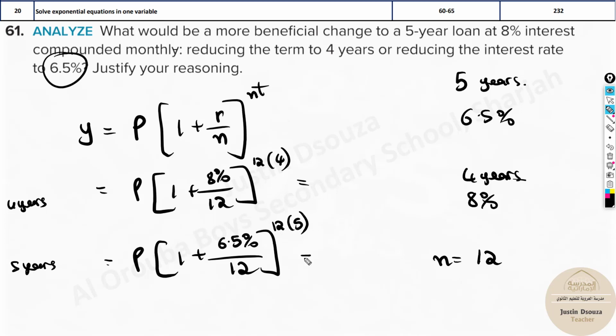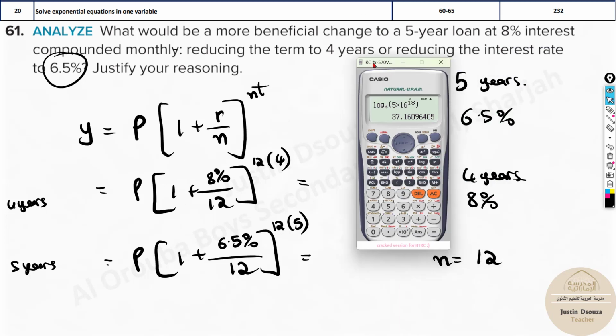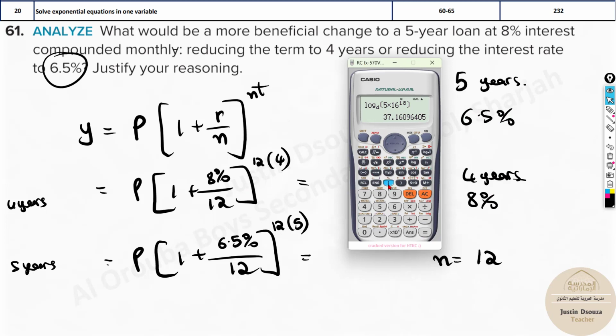Now let's put it in the calculator and see. Solve them in the calculator directly. Only P, leave it as it is, the remaining part. Here all you need to do is put this up: 1 plus 8%, that is shift and this symbol over here, divided by 12, close the bracket, power 12 times 4. That's the first part. The answer is 1.375. You can just write it over here, 1.375. And I will do the other one also, and then I'll write it together.